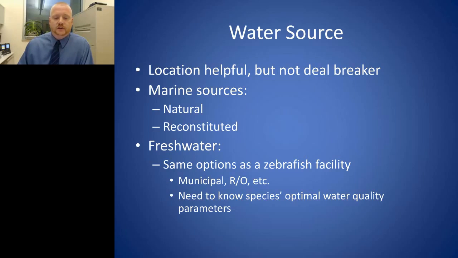Now, when we talk about freshwater systems, it's pretty much the same options as a zebrafish facility. Again, I said I wouldn't mention that, but I'm doing it twice. You can have municipal water, reverse osmosis water, pretty much any water source that's freshwater you can create to be habitable for freshwater fish. You just need to know your species' optimal water quality and make sure that you match that. And like I said, it's very different.